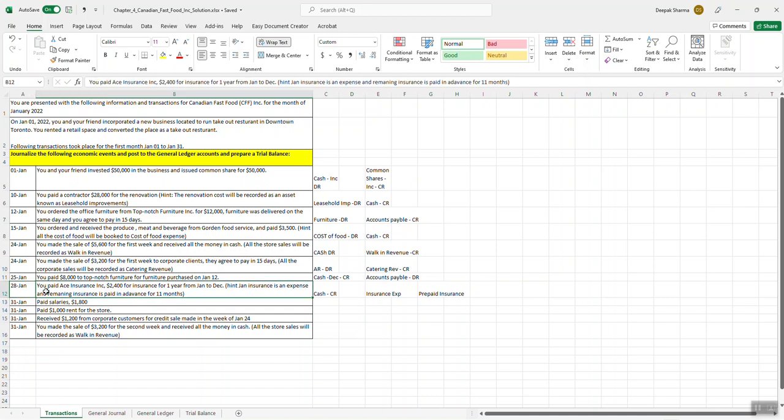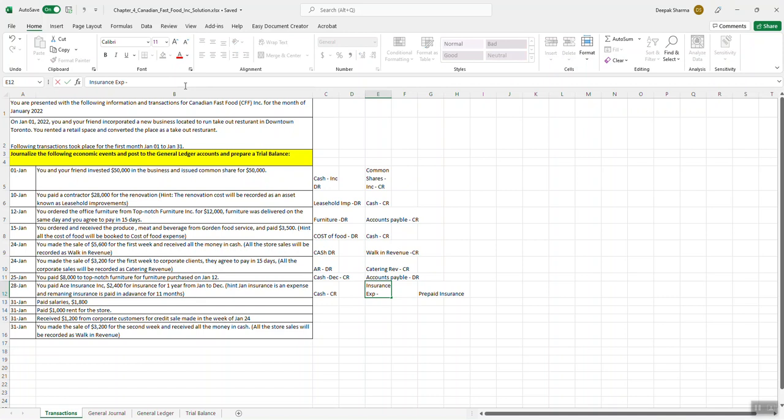Okay, so then we say, okay, how much is insurance? It's 2,400 divided by 12, because it's for 1 year, which is 12 months, is 200 per month. And 1 month is already used, so therefore insurance expense is 200. And 11 months is still yet to use, so 200 times 11 is 2,200. Insurance expense increases, so it's a debit.